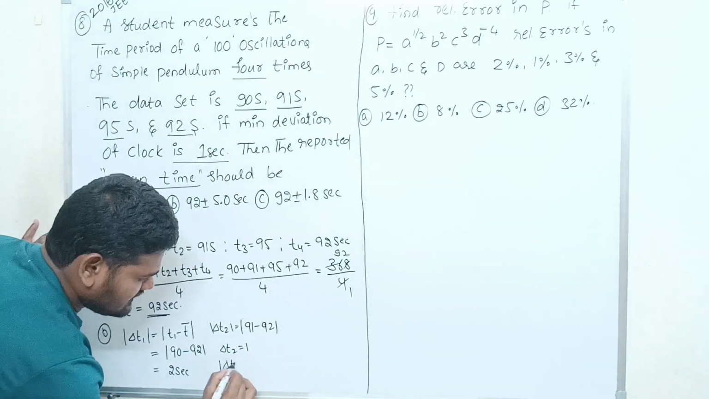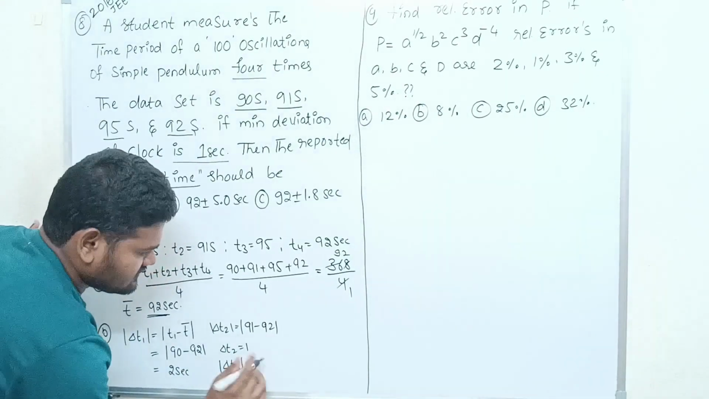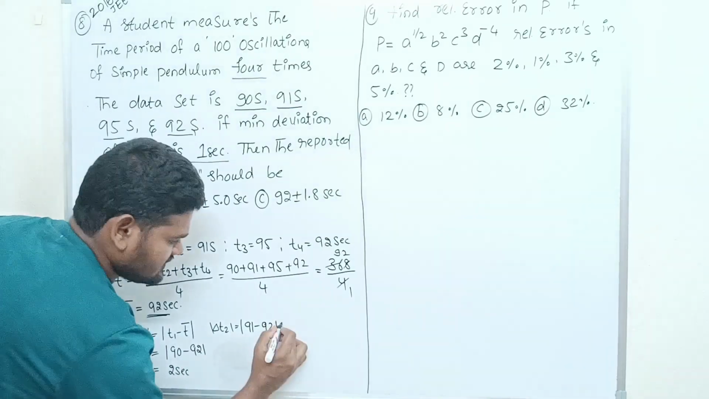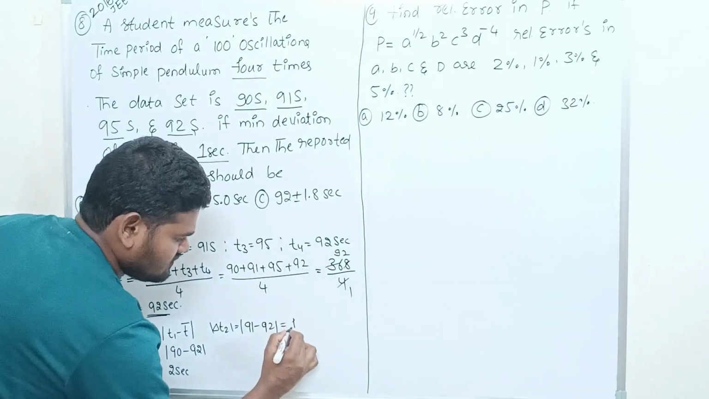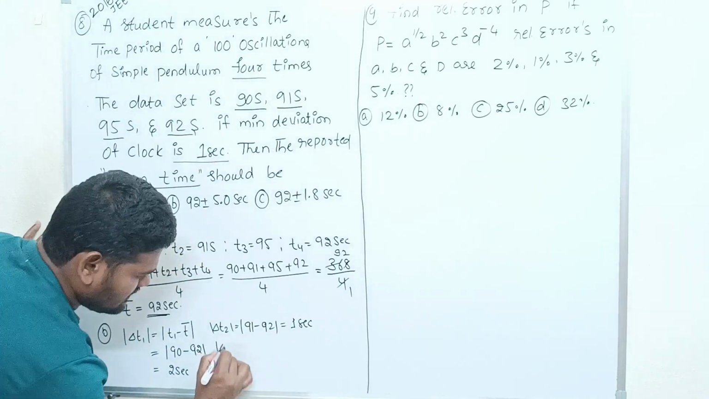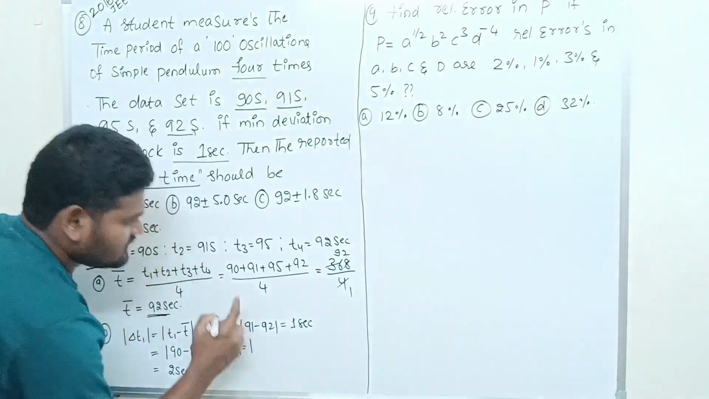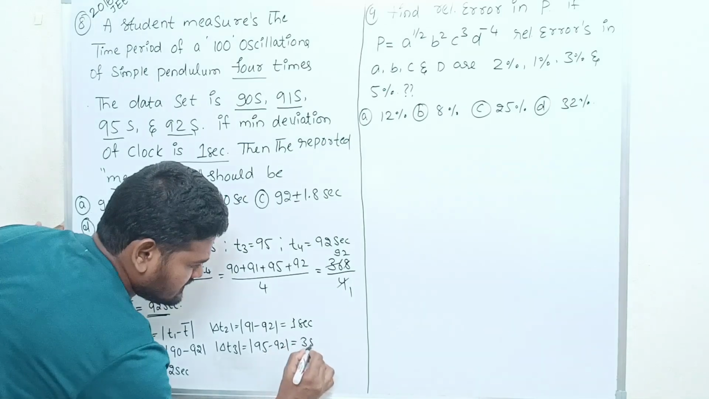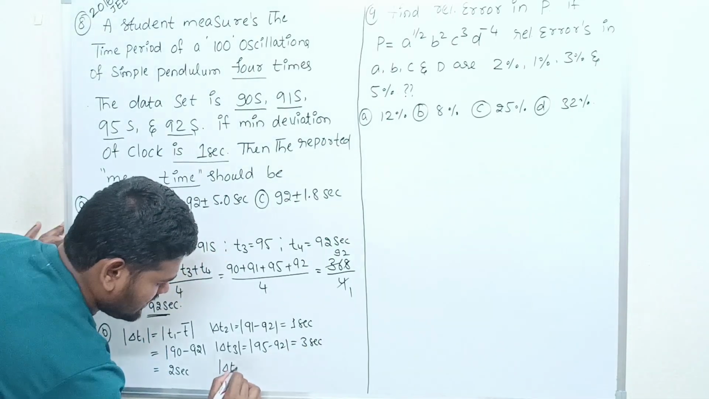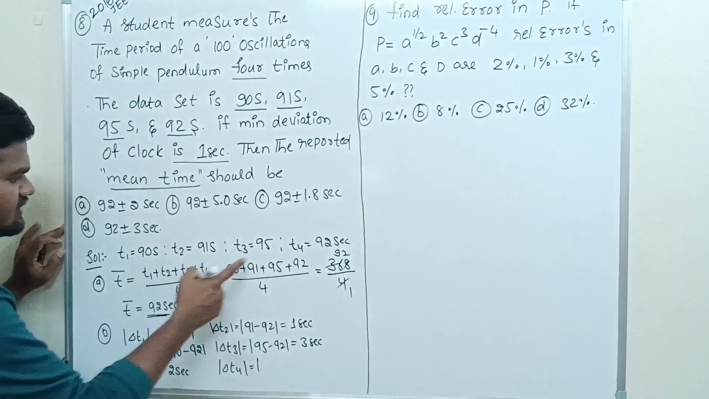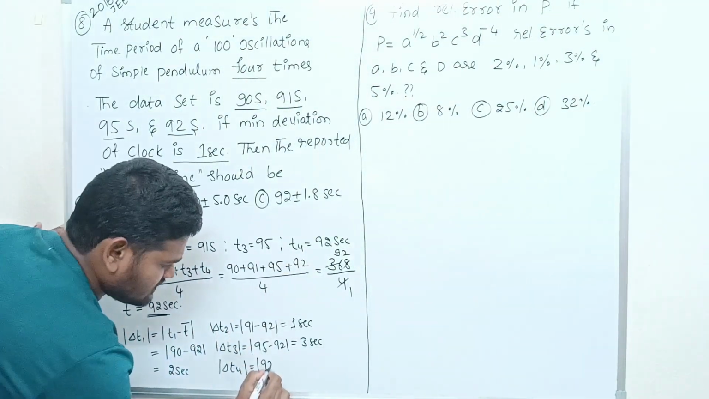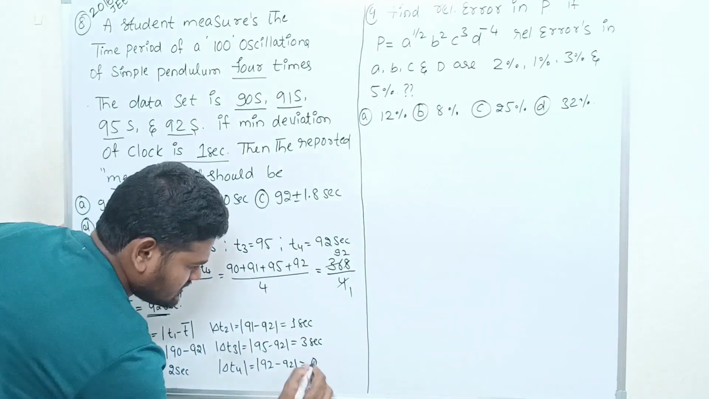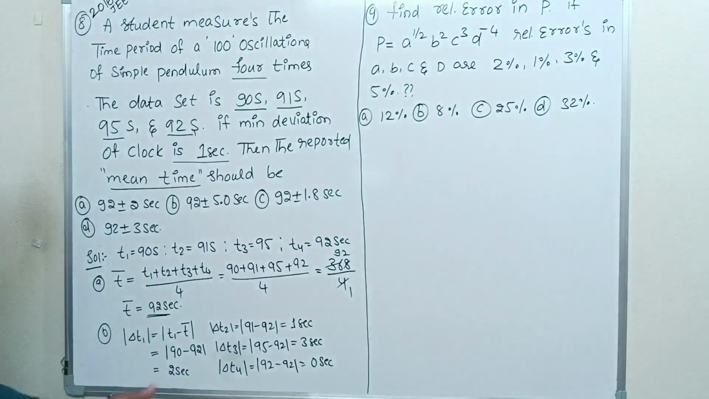Next, delta T3 is equal to T3 minus T mean, so 95 minus 92, which is equal to 3 seconds. Delta T4, the magnitude for the fourth count: 92 minus 92, which is equal to 0 seconds.